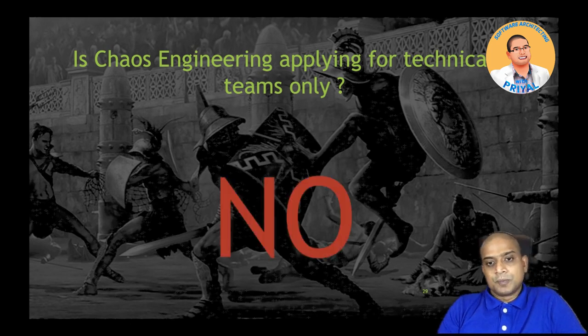Are we applying this chaos engineering practice only for technical teams? The answer is no. Of course, we can apply this principle to non-technical teams as well. As an example, let's say you have your BA team, or business analyst team. In a given week or time period, all your business analysts go on vacation. Then who would analyze if there's a sudden business case? Who would do the analysis, and how would the analysis process work? Likewise, you can apply this principle to non-technical teams as well.